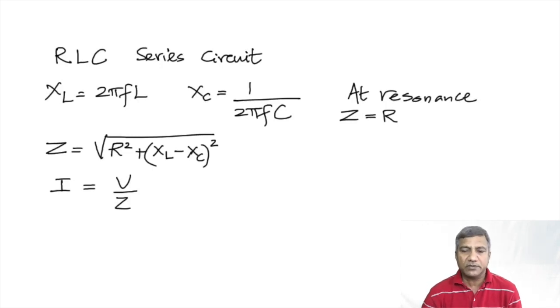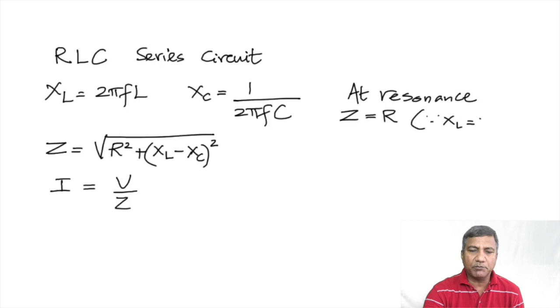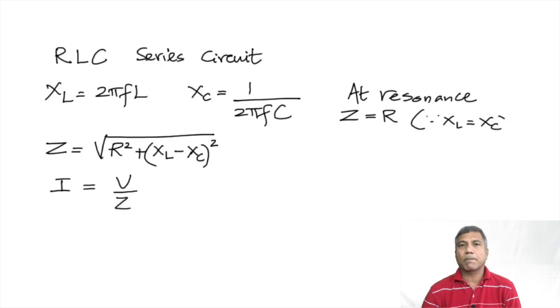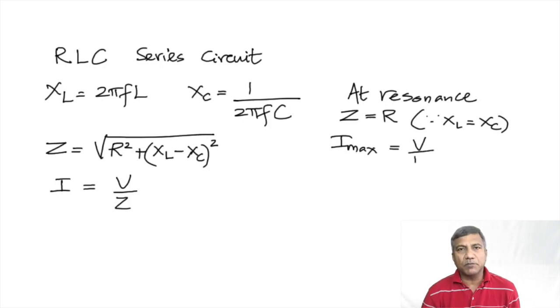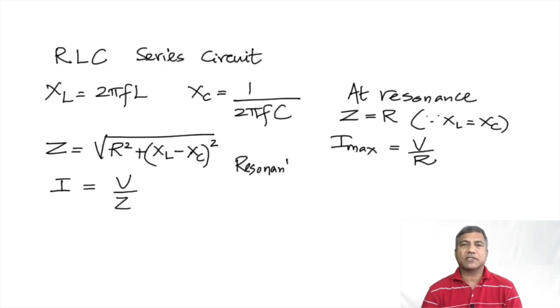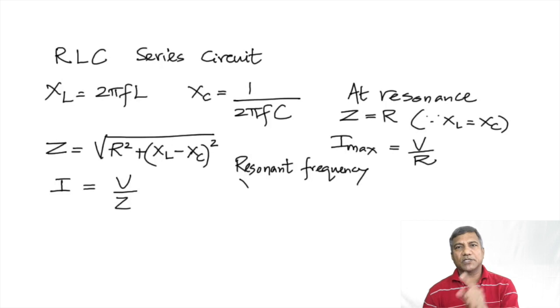But at resonance, remember that XL and XC become equal to each other, so they cancel out. So the impedance is just the resistance. So that means the current at resonance, which is going to be a maximum, is simply given by the applied voltage by resistance. Okay? So that's what you understand. And what is resonance? Resonance is that frequency at which XL becomes equal to XC.